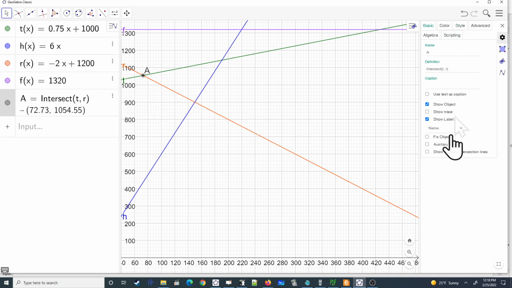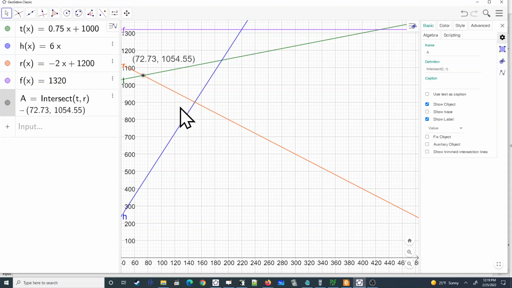And what you want are the settings over here. And over here, it's going to give you options. You want to see the point? It's checkmarked. You want to see a label for the point? It's checkmarked. But I don't want to see the name A. I want to see the actual value. And then, if you feel that you need to move it, you can move it around to different locations.